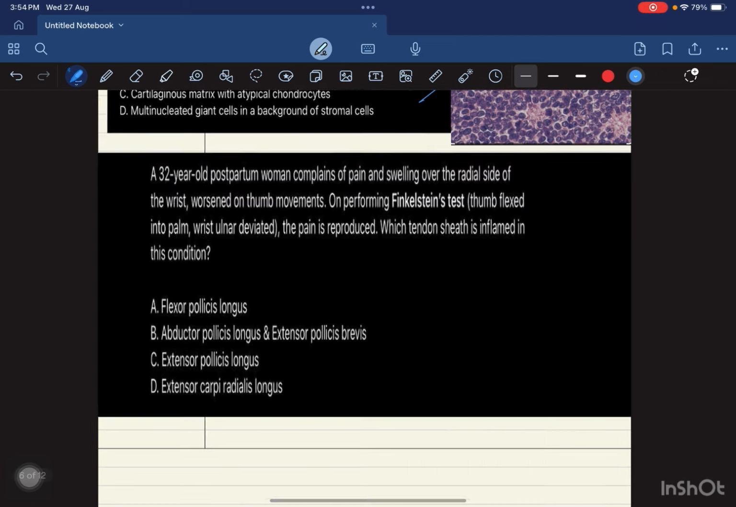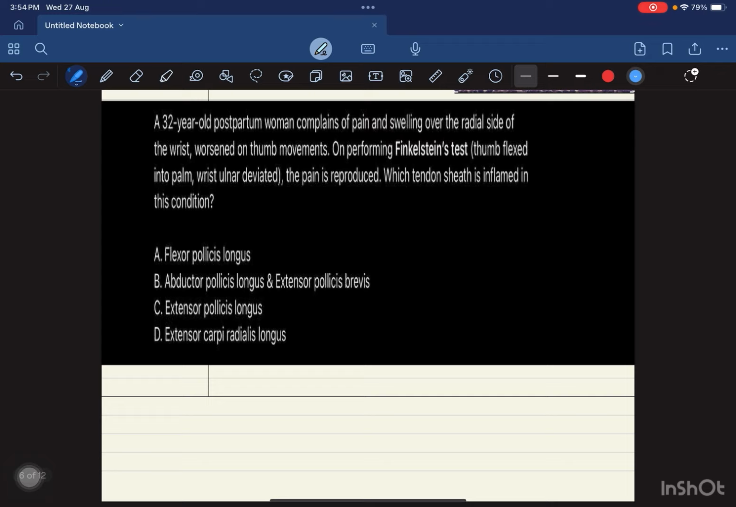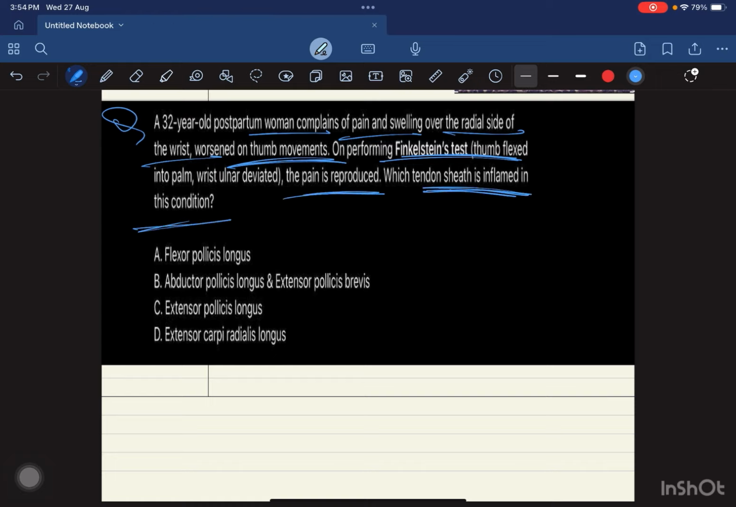Then moving to the next question ahead. A 32-year-old postpartum woman complains of pain and swelling over the radial side of the wrist, worsened on thumb movements. On performing Finkelstein test, the pain is reproduced. Which tendon is inflamed in this condition? Now the Finkelstein test is characteristic for De Quervain's tenosynovitis.